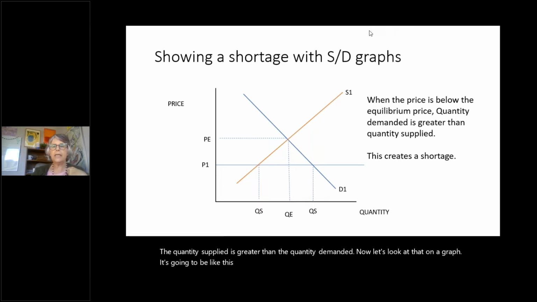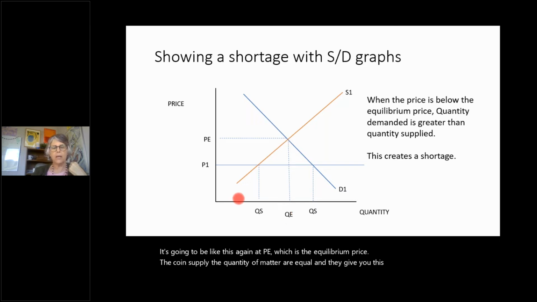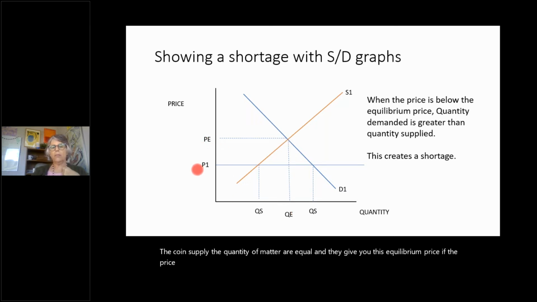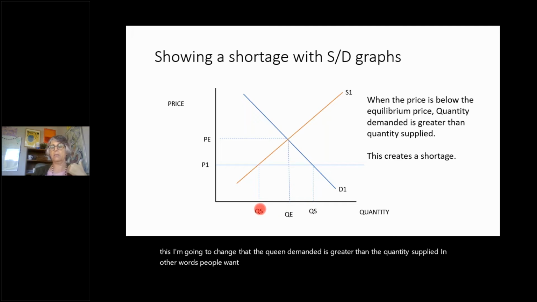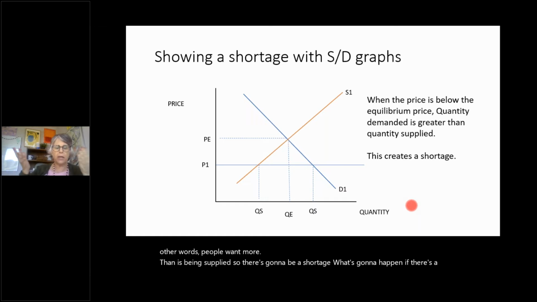Again, at PE, which is the equilibrium price, the quantity supplied and the quantity demanded are equal. If the price is lower than the equilibrium price, you go over and bump into the supply curve, and this is the quantity supplied. You take this price and go over and bump into the demand curve, and this is the quantity demanded. Ooh, I labeled this wrong, so I'm going to change that. The quantity demanded is greater than the quantity supplied. In other words, people want more than is being supplied. So there's going to be a shortage. What's going to happen if there's a shortage? The price will get bid up.